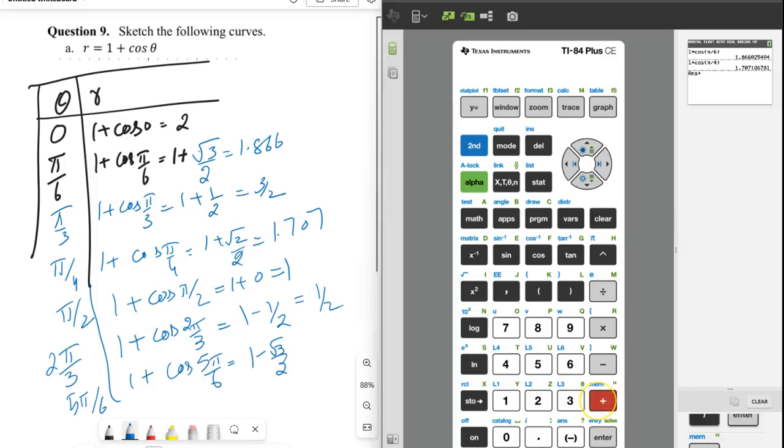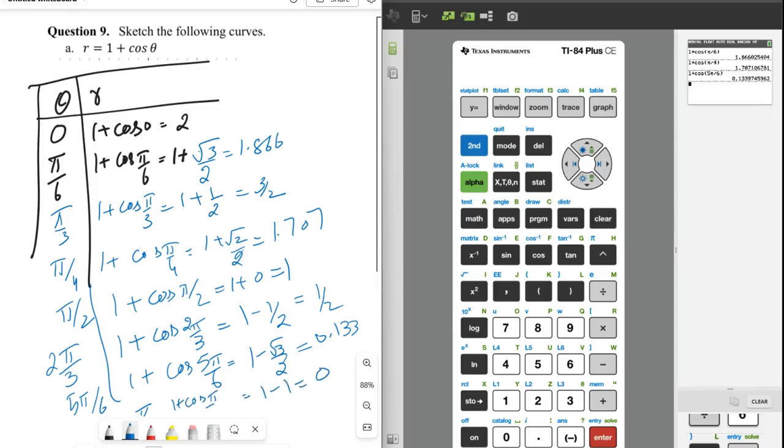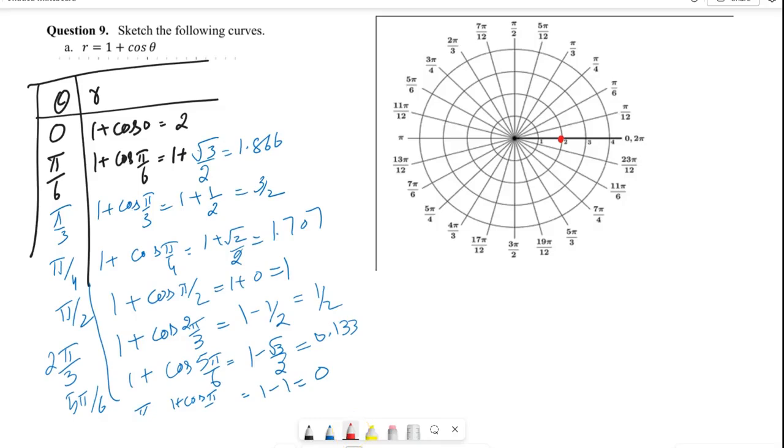You can also use a calculator to find that. That's going to be 0.133. Lastly, pi. 1 plus cosine pi. Cosine pi is negative 1. That's going to be 0. So let's plot these points on the polar grid.